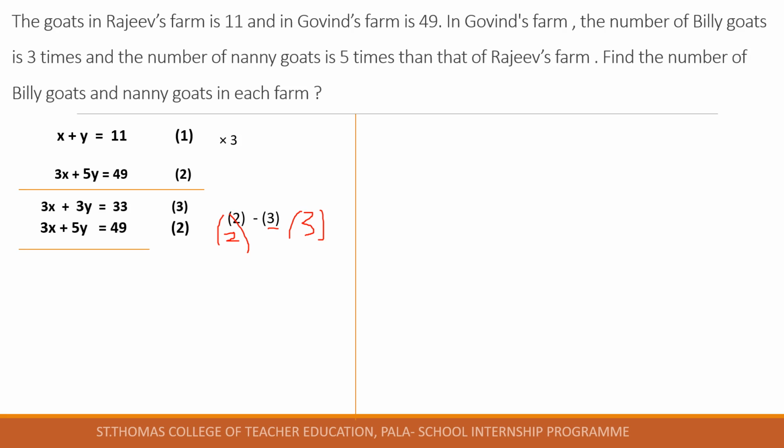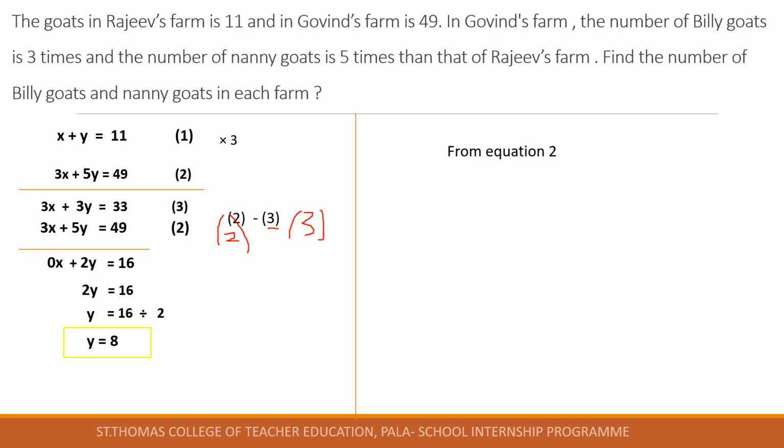3x minus 3x is 0. 5y minus 3y is 2y. 49 minus 33 is, tell me. Good. 16, isn't it? So you got 2y equal to 16. So what will be y? y will be 16 divided by 2, and that is 8. So we got the value of y. Now tell me, how will you find x?